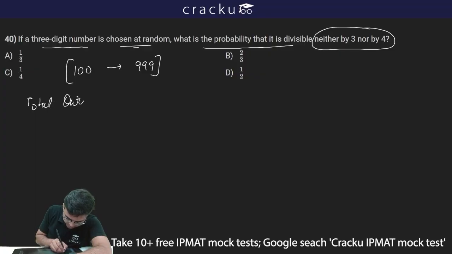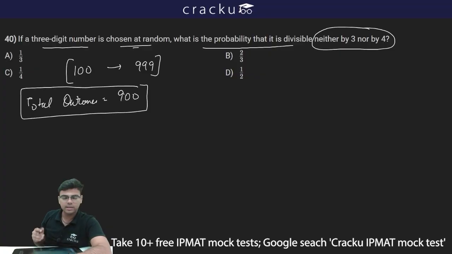So total outcomes will be 999 minus 100 plus 1. So total number of outcomes will be 900. This is my total outcome, that there are 900 numbers which are 3-digit numbers. Our event is that it should not be divisible by 3 and it should not be divisible by 4 as well. So what I'll do, I'll create a Venn diagram for this.